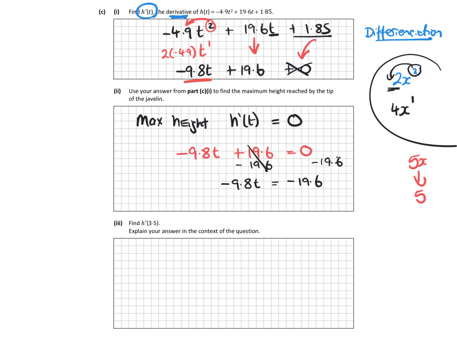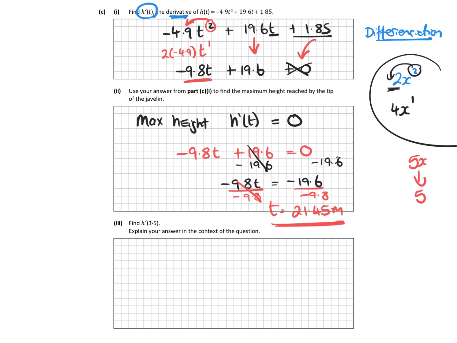And of course, I'm looking for t. So I'm going to divide both sides by minus 9.8, and I'm going to get t is equal to 2. The height is 21.45 meters. It should look like that from your graph as well, but that's the exact measurement using calculus.